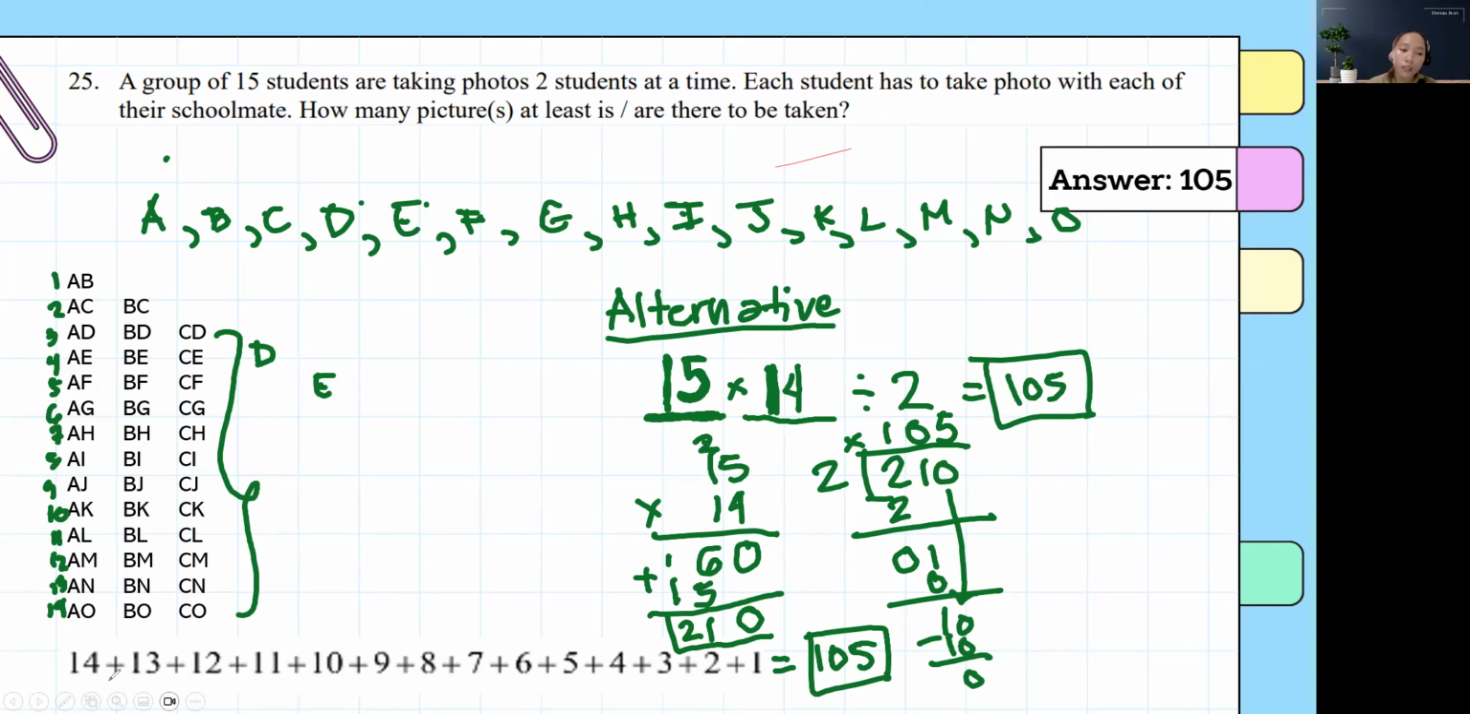But we have addition steps here, which some of you would prefer, right? So that's it for number 25. Questions, please, on the chat box.